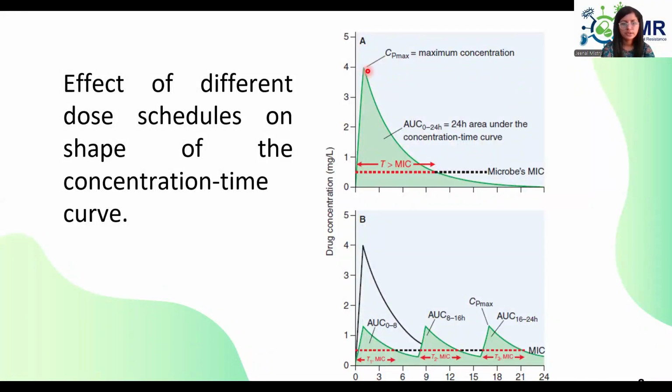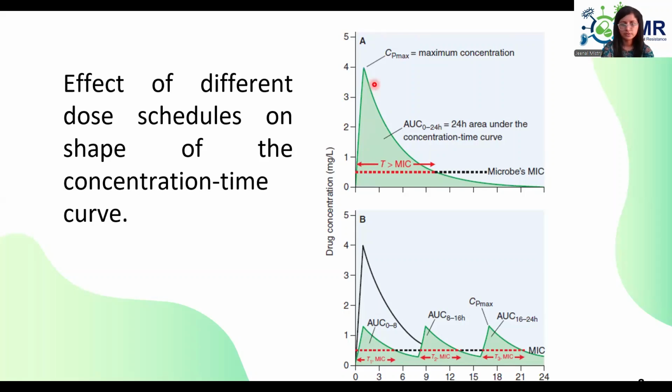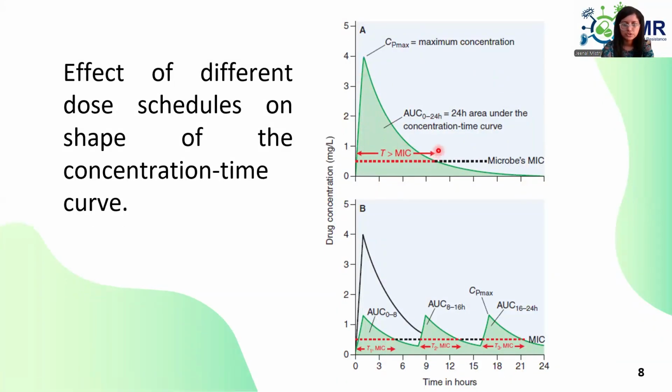So this concentration-time curve of an antibiotic shows the definition of maximum plasma concentration, area under the curve, and the fraction of the dosing interval for which the drug concentration remains above the MIC. So the AUC is a measure of the total concentration of drug, and it is calculated by taking the integral between the two time points, right? So 0 to t, 0 to 24, of the concentration of drug. So this is how we can achieve the area under the curve.